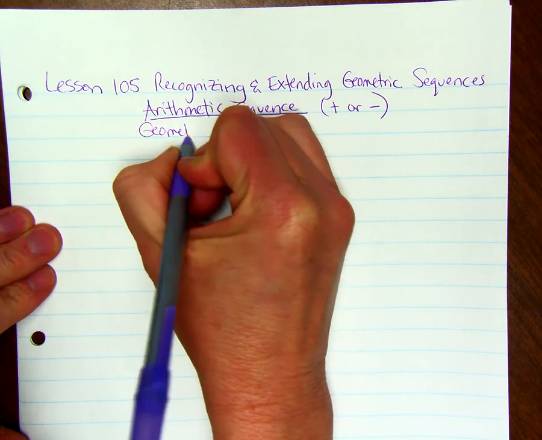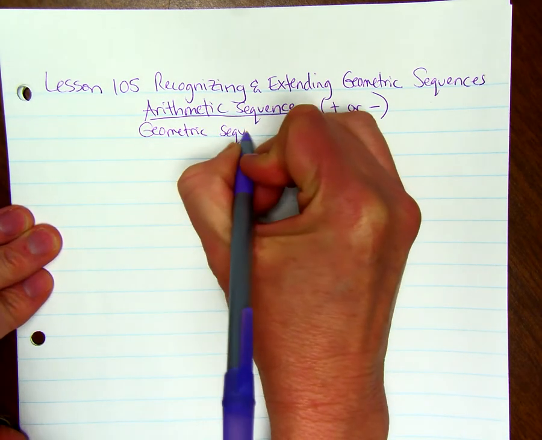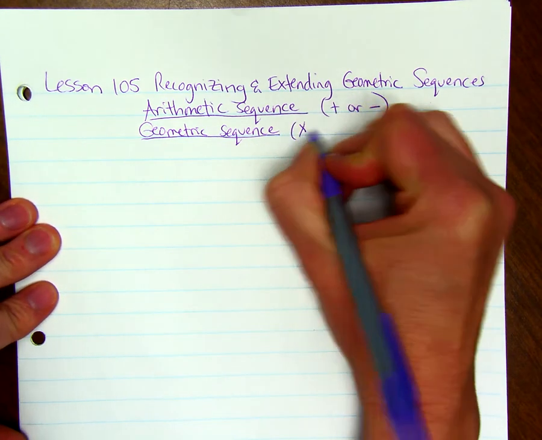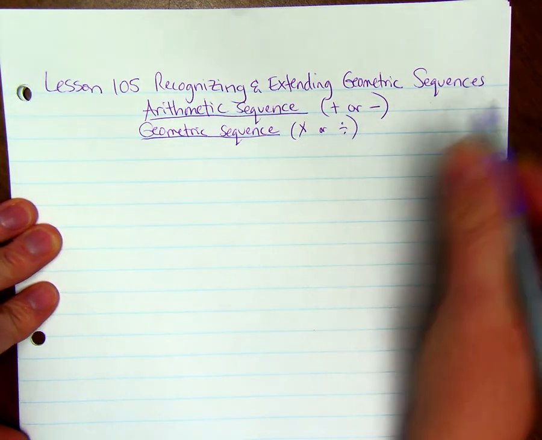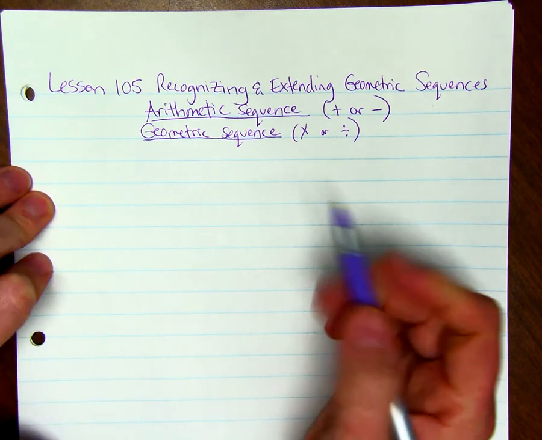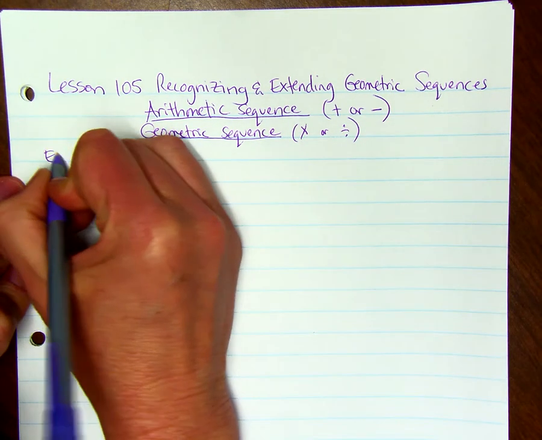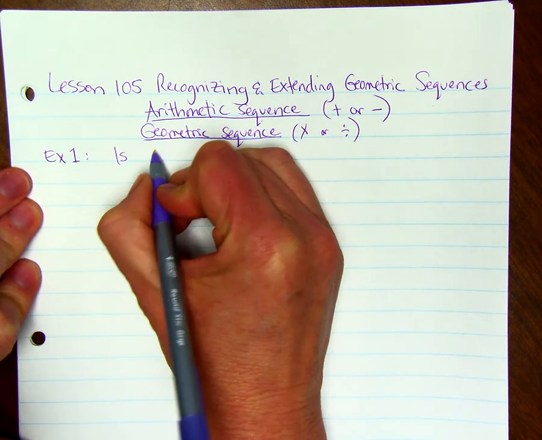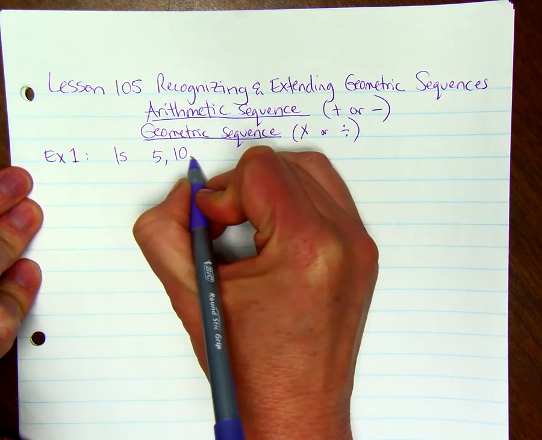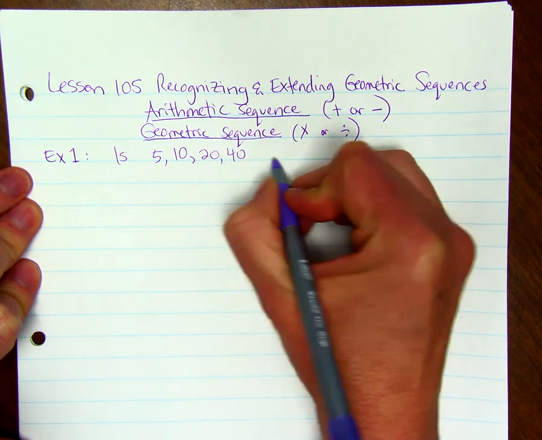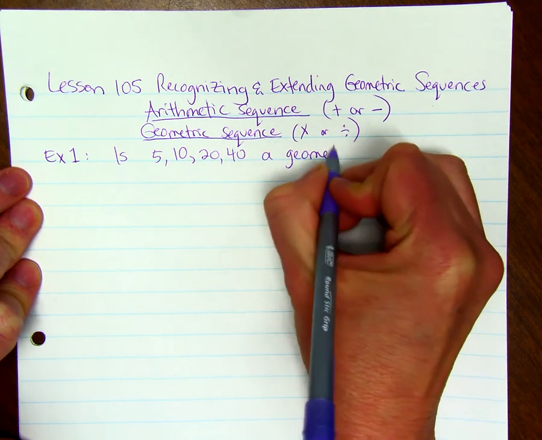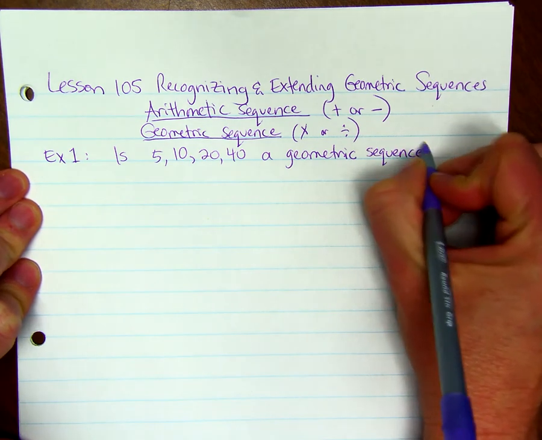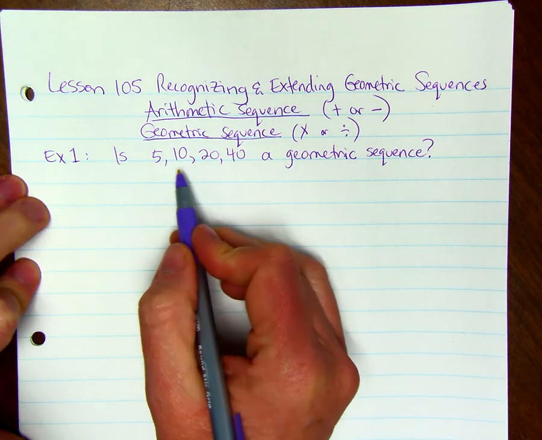Now a geometric sequence is when we have a constant ratio. That's when we multiply or divide by the same number each time to get to the next one. So here's an example. We want to know, is this sequence 5, 10, 20, 40 a geometric sequence? So to find out, we want to know, is there a constant ratio?